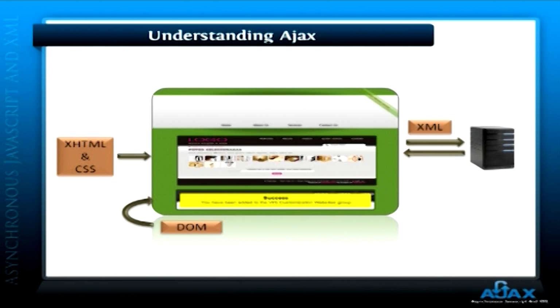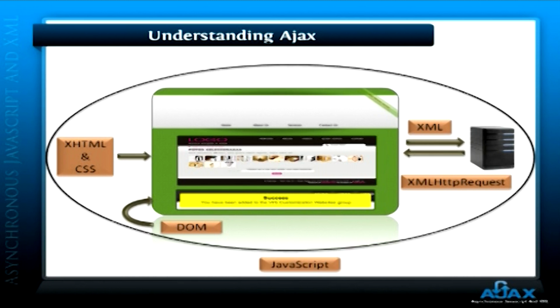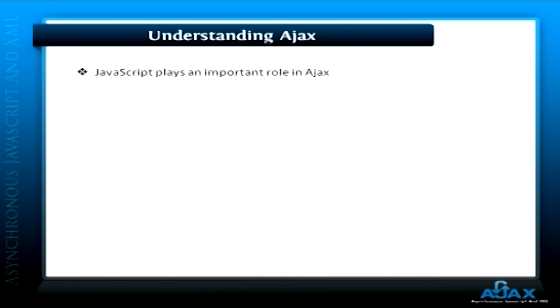Our fourth component is the XMLHttpRequest, which is an object supported by almost all the browsers, which allows the application to send requests to the server, receive the response, and then process that response. All these actions take place behind the screen without interrupting the user's interface. Finally, our fifth and very important component of Ajax is JavaScript, which ties together all the other components. As I said earlier, JavaScript plays a very important role in Ajax. Let's see how important it is.